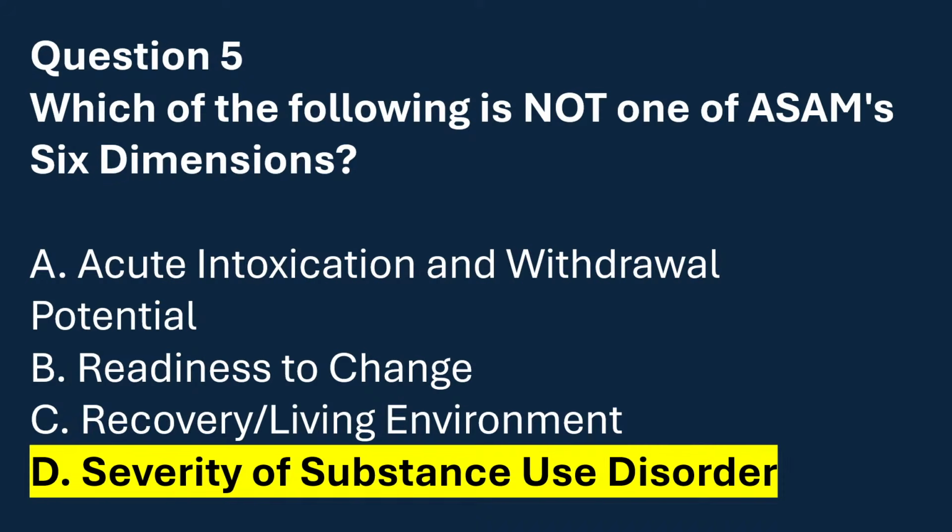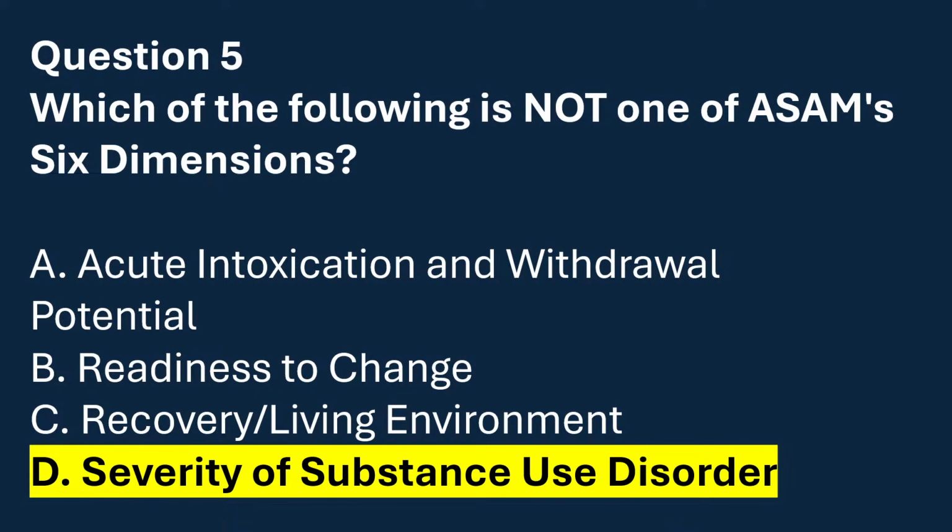The correct answer is D. Severity of substance use disorder is not one of the 6 ASAM dimensions. The severity of a diagnosis is determined from the DSM-5 criteria, based on the number of diagnostic criteria a client meets. The ASAM criteria uses 6 dimensions to determine the most appropriate level of care, not how severe the diagnosis is.